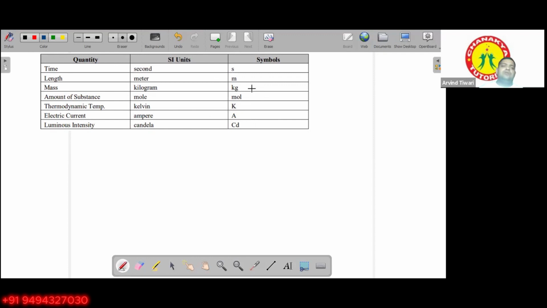For time, second is written as small s. For length, meter is written as small m. Mass is written as kg, small everything. Only these two, Kelvin and Ampere, are written in capital letters. So these points need to be taken care of while writing the units. Then I'll be discussing the plane angle and solid angle.